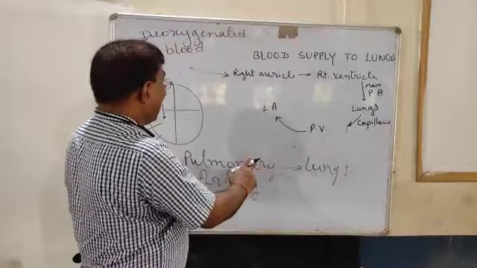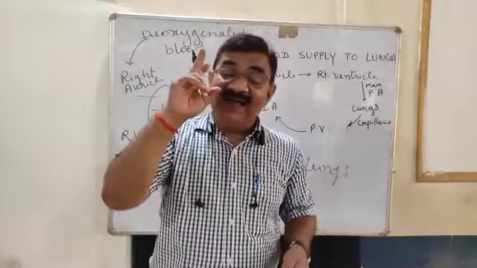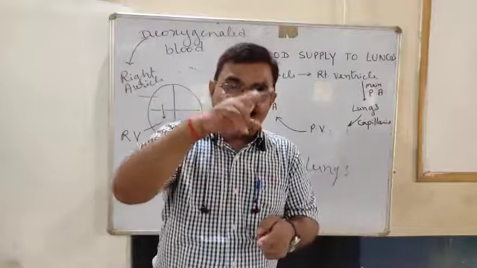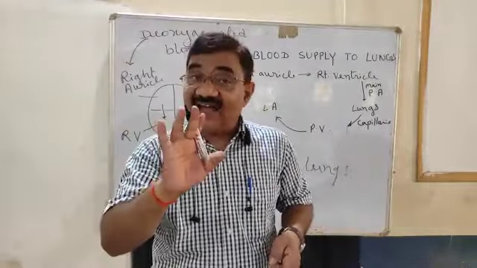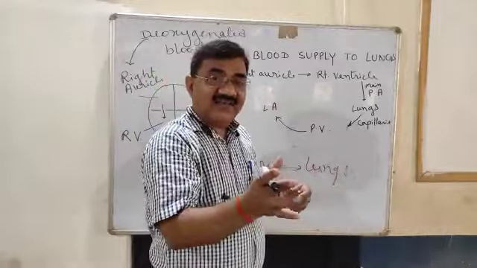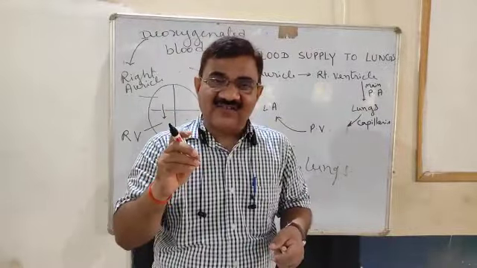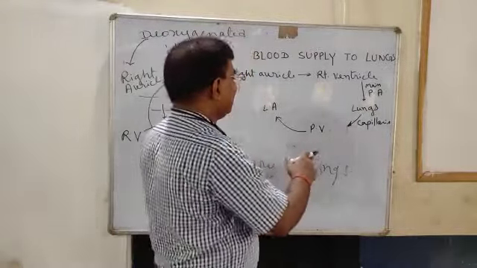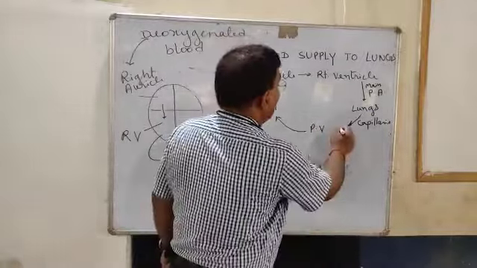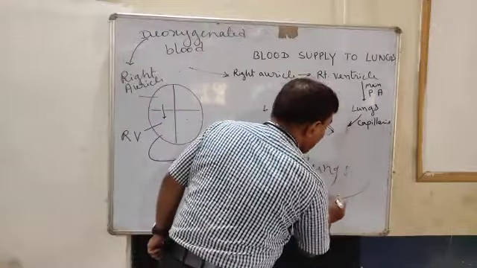And the pulmonary artery will divide and redivide to form capillaries, and those capillaries will surround the alveolus. Try to understand. Those capillaries will surround the alveolus. There the exchange of gases will take place. Okay. And now the blood has become oxygenated.